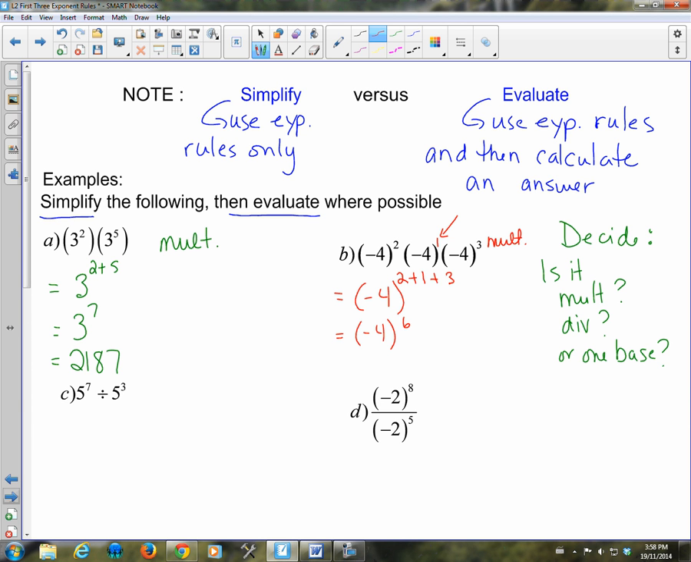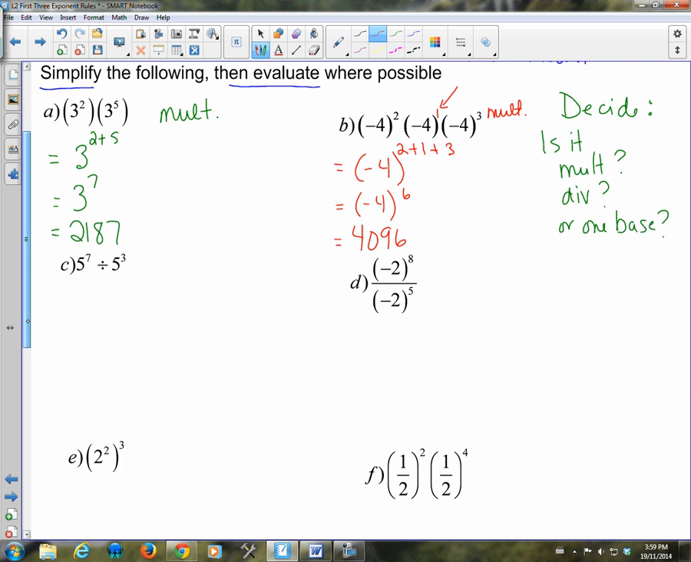Because my exponent is even, I know my answer is going to be positive. Because I have an even number of negatives, I'm multiplying -4 6 times. Every 2 negatives, I get a positive answer. 2 negatives make a positive. So 6 is an even number, so I'm going to have a positive answer. And I'm going to calculate my answer. -4 to the exponent 6 would be 4,096. So I use my exponent rule to simplify, and then I evaluate it.